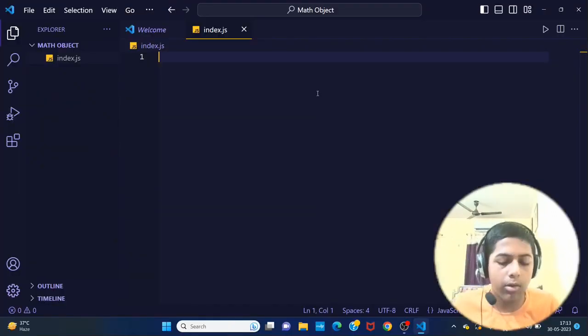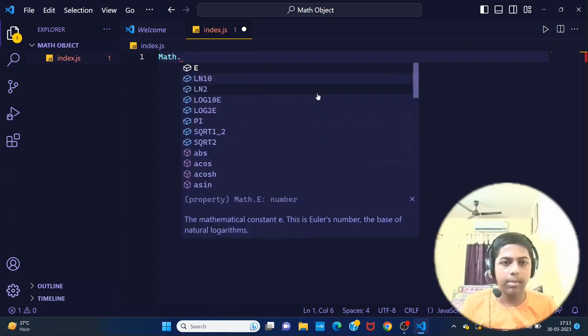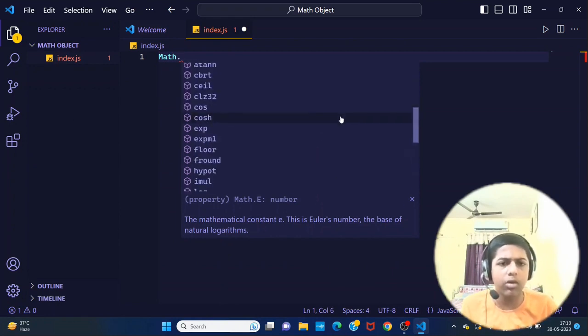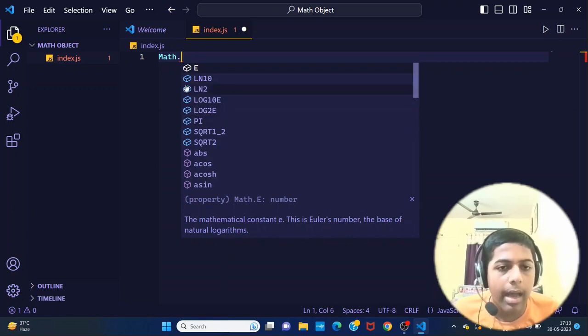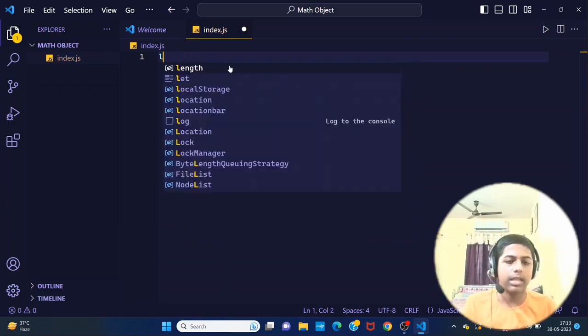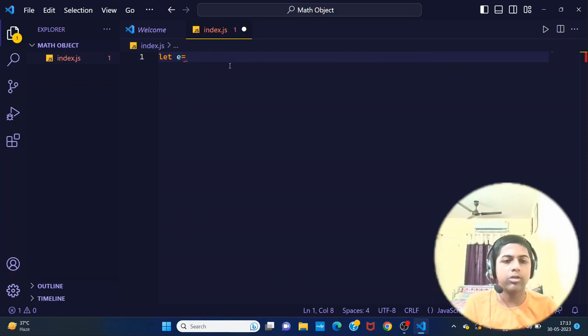First of all, let's discuss the constants in the Math object. Let's take the first thing, Math dot. When you press dot, you get a lot of suggestions from VS Code, and here you can see all the functions and all the constants. You can see a symbol of a cuboid, and the symbol of the cuboid represents the constants. First is e. So let's say let e is equal to Math.E.